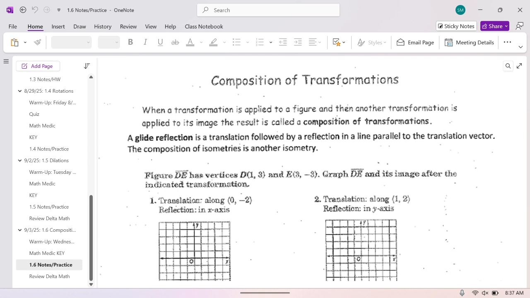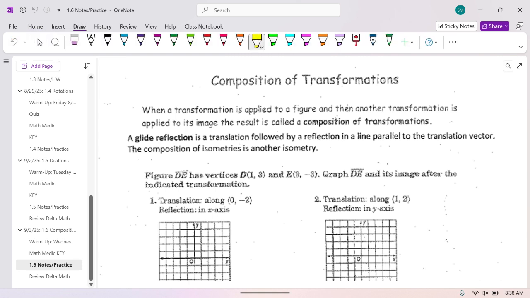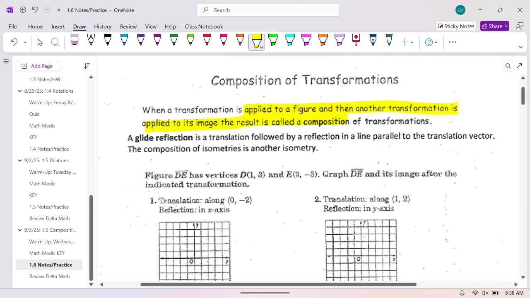Now, with compositions, it's basically what I just said earlier. It's literally just doing multiple transformations in a row on the same figure. So it's a transformation applied to a figure, then another transformation is applied to its image, and the result is a composition of transformations. So it's two or more transformations happening in a sequence. Now, glide reflection, you don't really have to worry about that. Basically, it's a translation followed by a reflection in a line parallel to the translated vector. You don't have to worry about that.